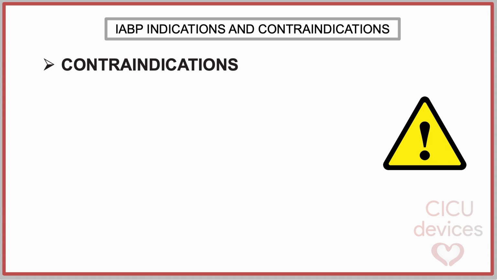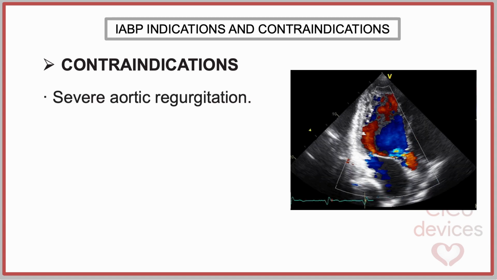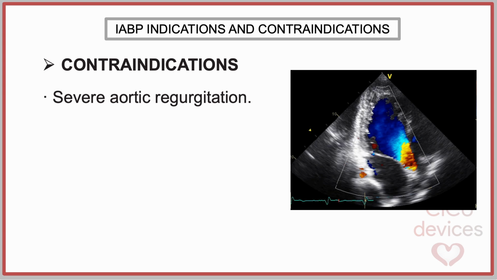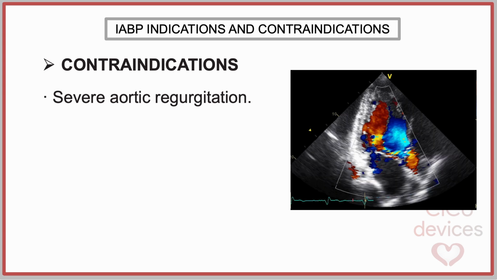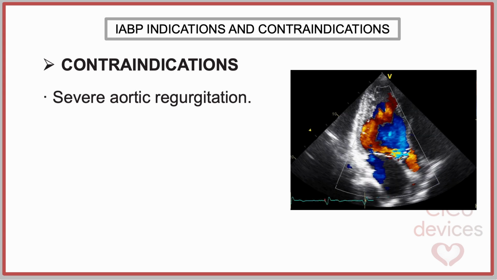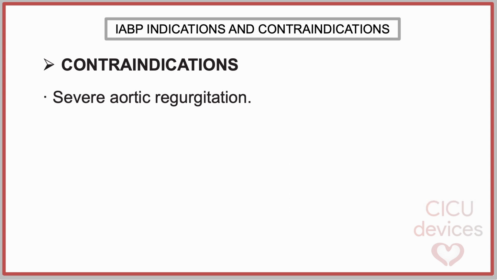Regarding the contraindications, several clinical situations preclude the safe use of the intra-aortic balloon pump. They include severe aortic regurgitation, as balloon inflation during diastole would worsen regurgitant volume and increase left ventricular end diastolic pressure, negating the benefits of the device.